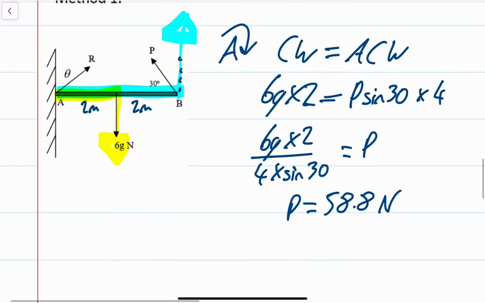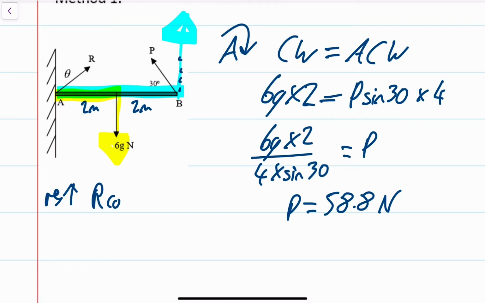Okay, so we've taken moments. The only other things you can do are resolve vertically and resolve horizontally. So we're just going to do that. I'll do that over here. Resolving vertically, I'm going to have R cos theta.